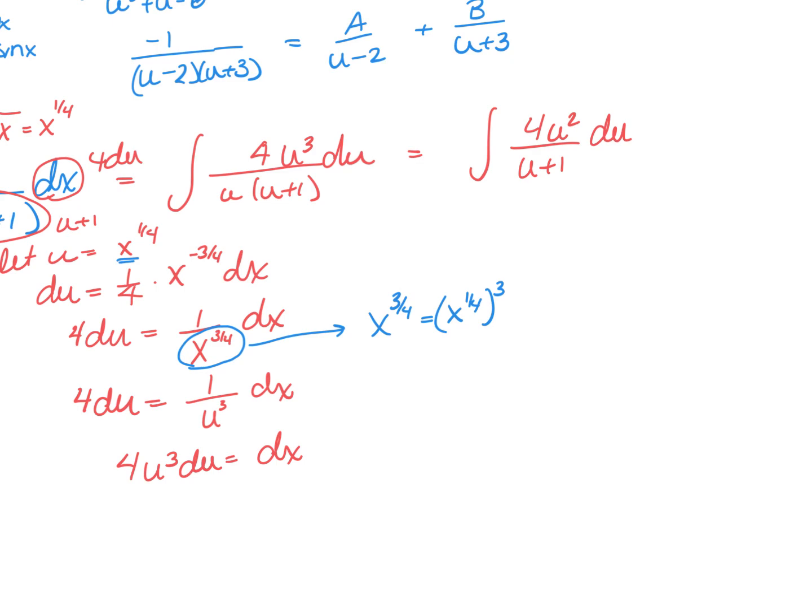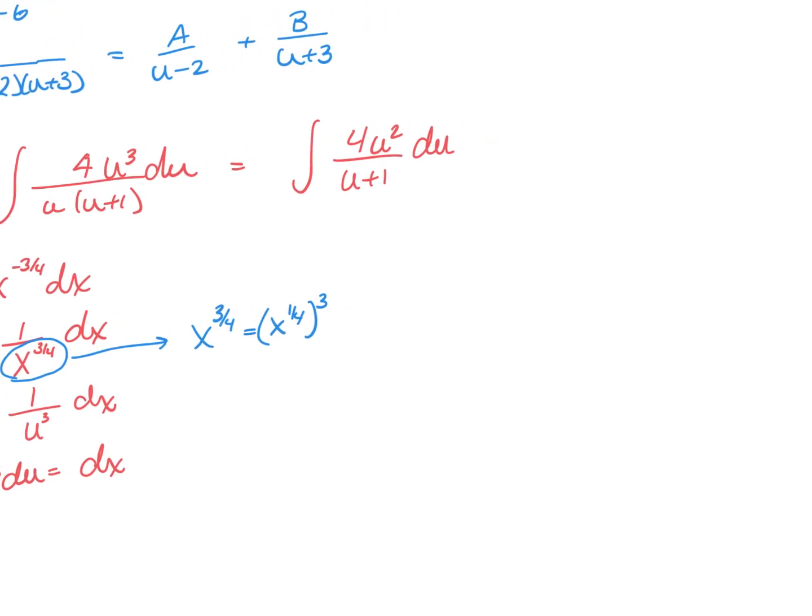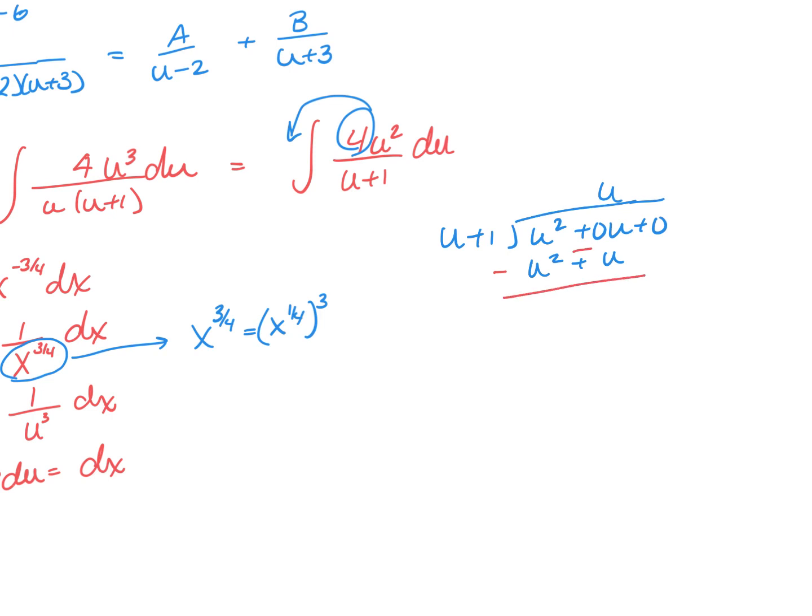Now, don't forget, the numerator is a higher power than the denominator, so the first thing I'm going to need to do is long division. u plus 1 divided into u squared plus 0u plus 0. I'm going to ignore the 4 because I'm going to bring that out as a constant. Now, to get from u to u squared, I need to multiply by a u, leaving me u squared plus u. Don't forget, I am now subtracting this off, so this becomes negative u plus 0.